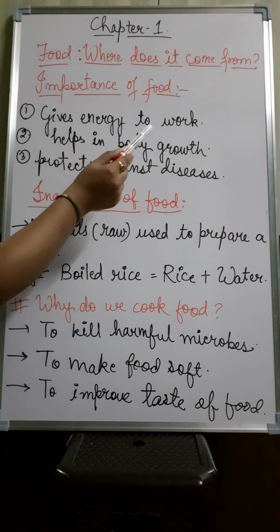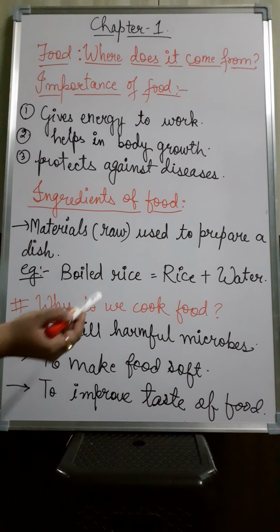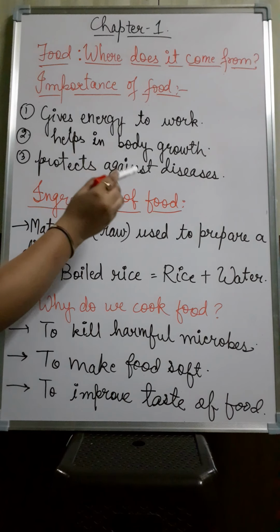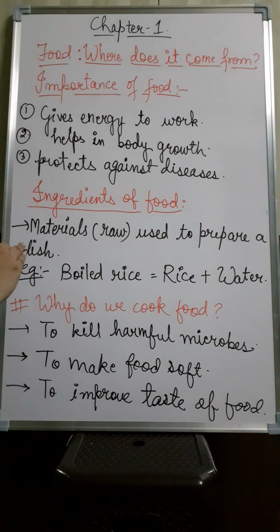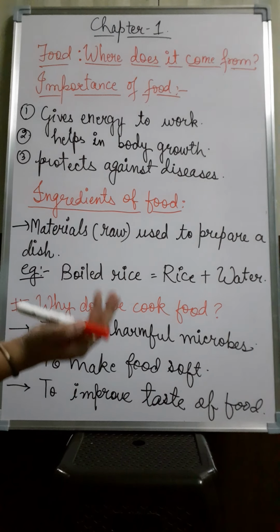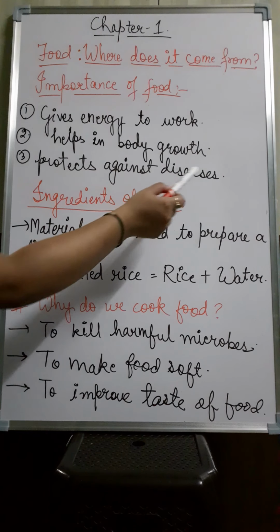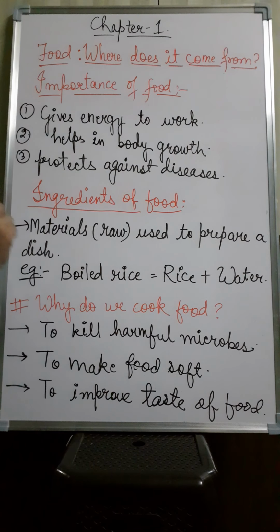Next, it helps in body growth. When you eat nutritious food containing proteins, it is responsible for the growth of your body. And the third one is it protects against disease. Whatever food you eat, from that food you will get the nutrients, and those nutrients will help you in protecting your body against disease. So food is very important for you, even for everybody on this earth, to sustain their life.